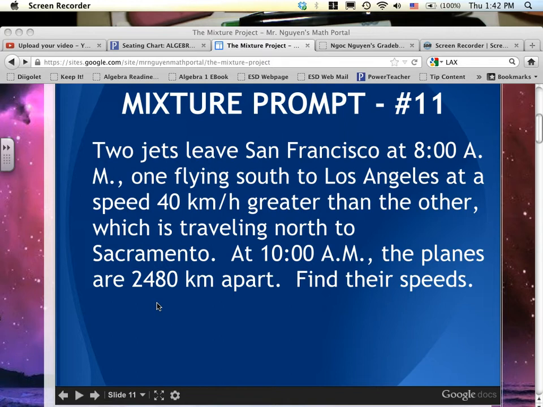All right, so we know at least that two jets here leave San Francisco at exactly 8 a.m. And notice that at 10 a.m., the planes are exactly 2,480 kilometers apart. Find their speeds. I'm going to repeat that question again. Find their speeds.